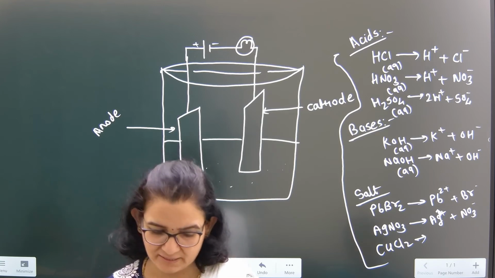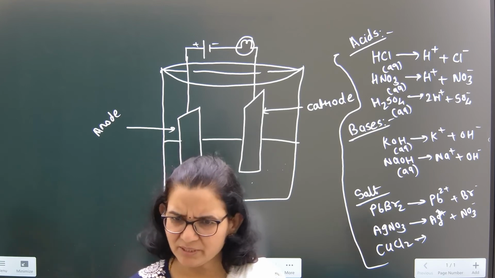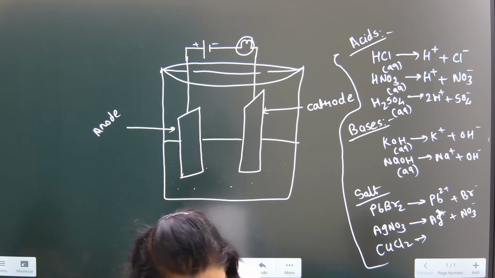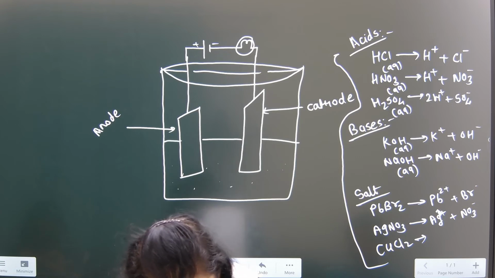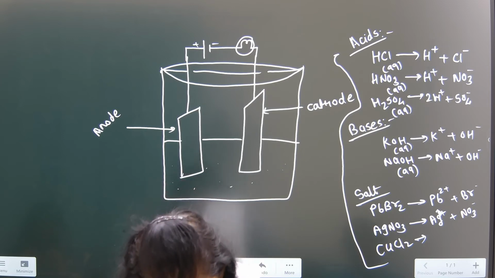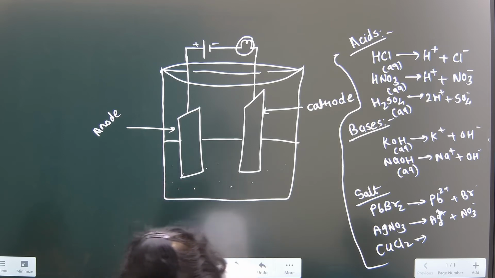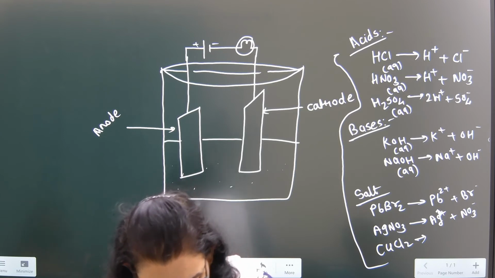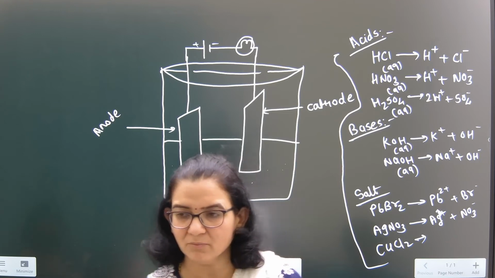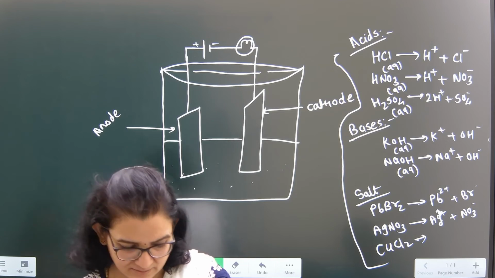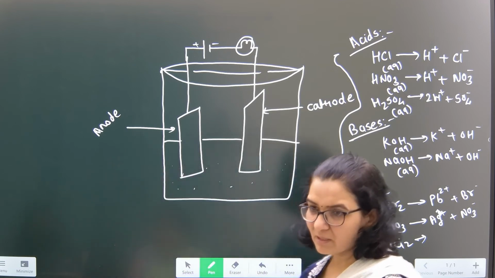Okay, clear? Any doubt? No. Now next is lead bromide. No, electrochemical series. Okay, depending on the metals. So electrochemical series, do you know the electrochemical series? You don't know?